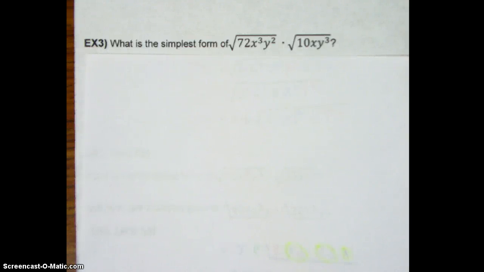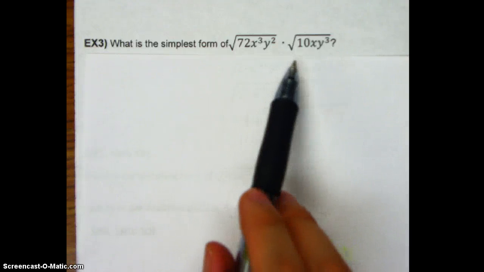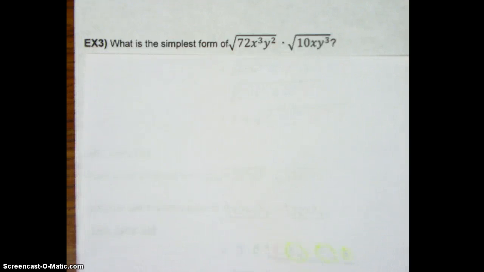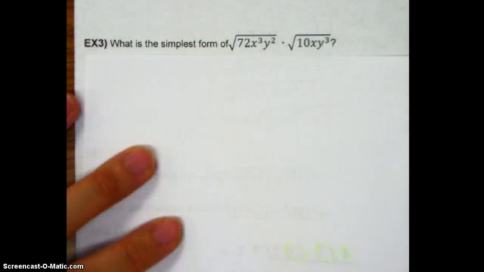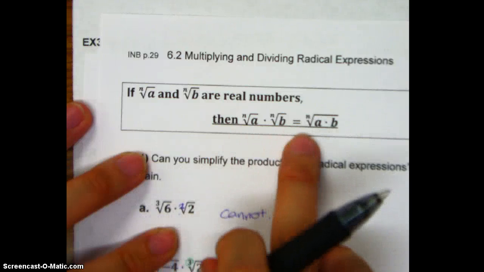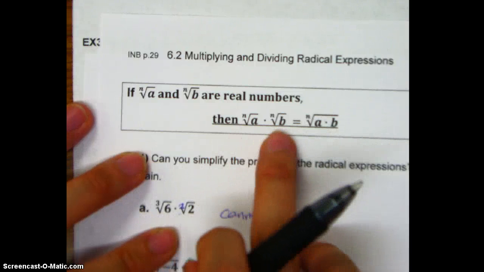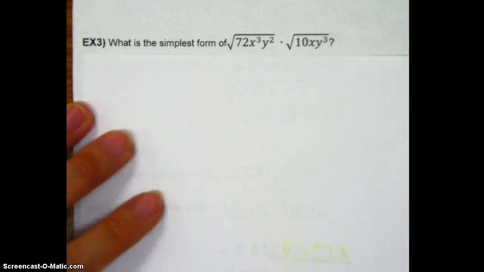Okay, what is the simplest form of the square root of that times the square root of this? We're just going to follow the rule of multiplication, which goes like this. If they have the same index, we can just multiply these two by multiplying the inside numbers. So we can just apply that rule.